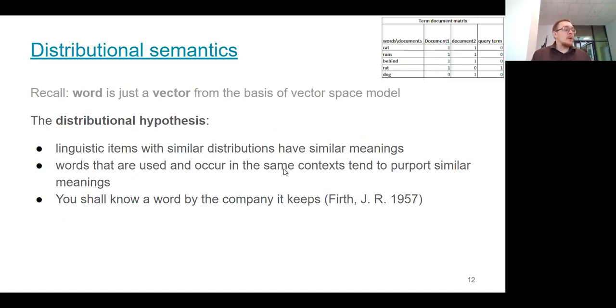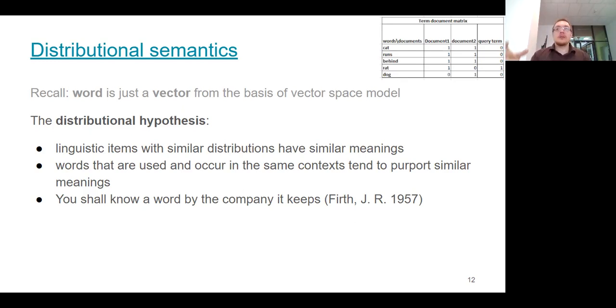Okay. So we will start with the idea, which is actually almost 100 years old. I think even more. So the idea of distributional semantics and the distributional hypothesis was first stated in the 1920s. It has a few different interpretations. You can look here: linguistic items with similar distributions, whatever that means, have similar meanings. So this is the hypothesis about our language.